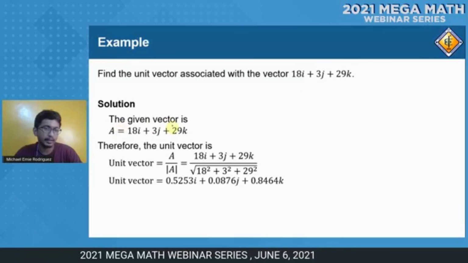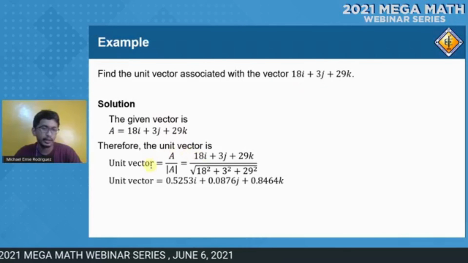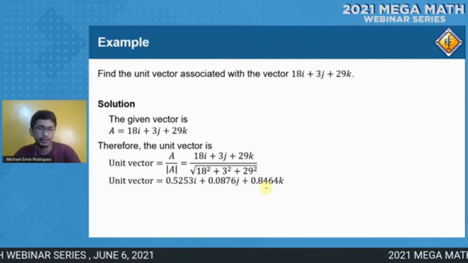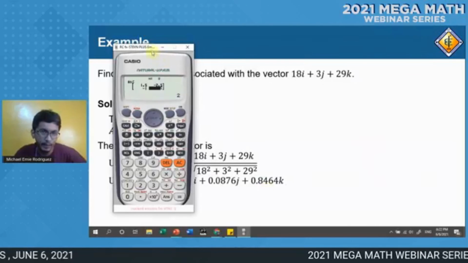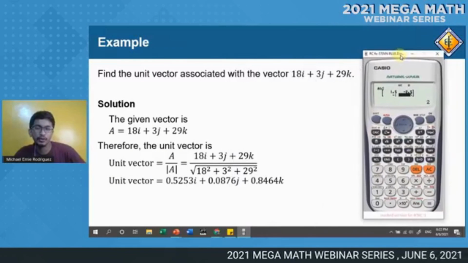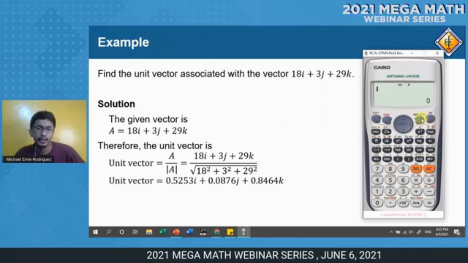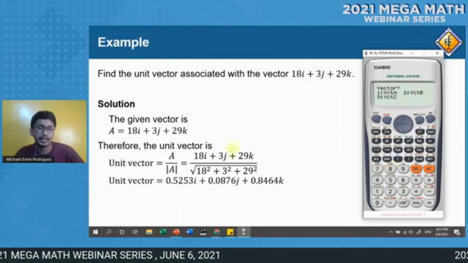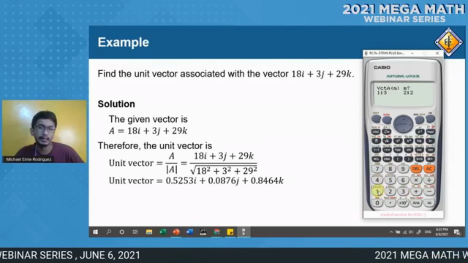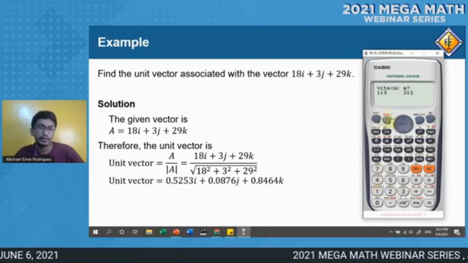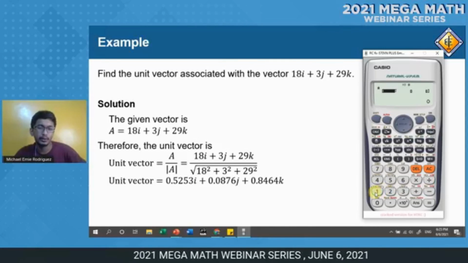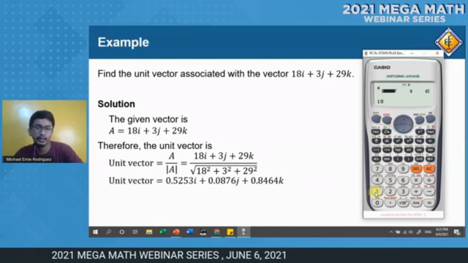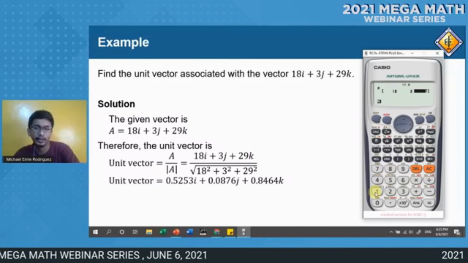Our given vector is this, and then this unit vector. So on our calculator, we have options for vector. That is mode 8, vector. And then it is the same process as with matrix, we just input our vectors. So we input 18i, just 18, and then 3, then 29.